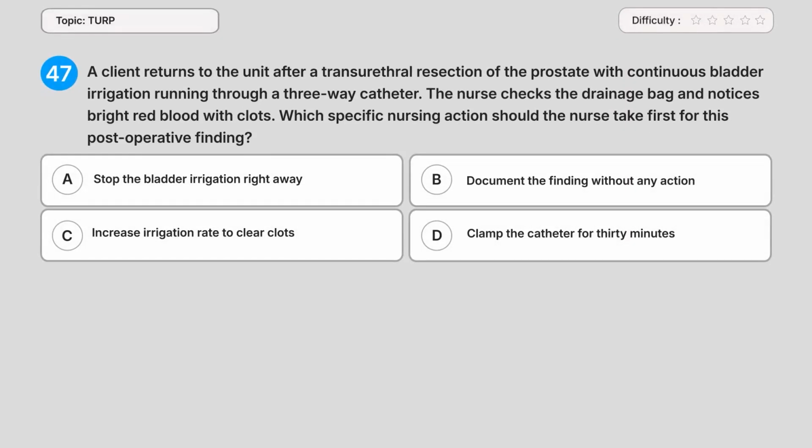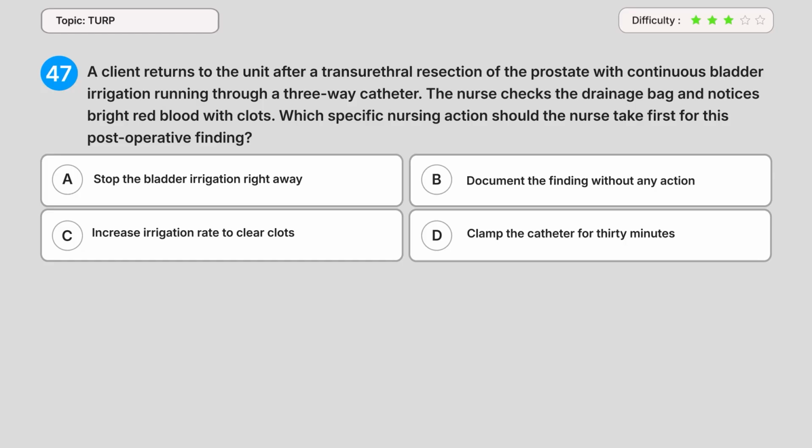47. A client returns to the unit after a transurethral resection of the prostate with continuous bladder irrigation running through a 3-way catheter. The nurse checks the drainage bag and notices bright red blood with clots. Which specific nursing action should the nurse take first for this post-operative finding?